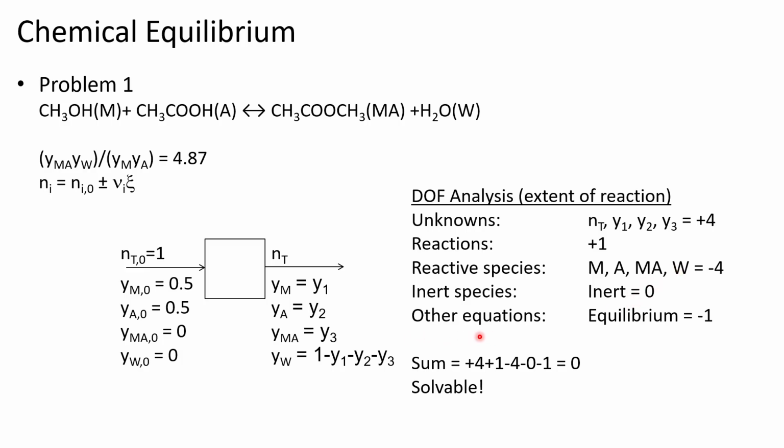And we look at other equations that we have available to us. We have 1. That's the equilibrium relationship, that the product of the methyl acetate and water mole fractions divided by the product of the methanol and the acetic acid mole fractions is equal to 4.87. This one additional equation we'll put a minus sign in front of when we do the sum. We have a plus 4 from the unknowns, a plus 1 from the reactions. We'll subtract off the 4 independent reactive species. We have no inerts, so there will be no contribution from that. And finally, we have the 1 equilibrium relationship, and when we sum this all up, we get 0. So the problem is solvable.